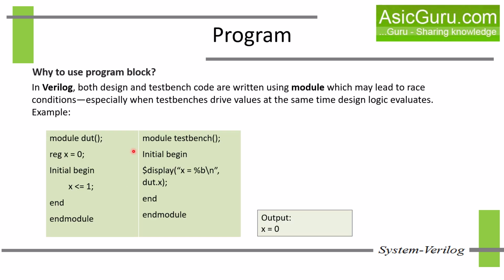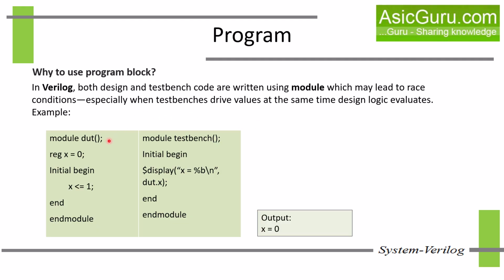In Verilog, both the design and the test bench are written using the module construct. Using the module construct is very simple, but it can actually lead to race conditions. That is because both the design and the test bench execute in the same simulation region, the active region. So let's understand this with an example.